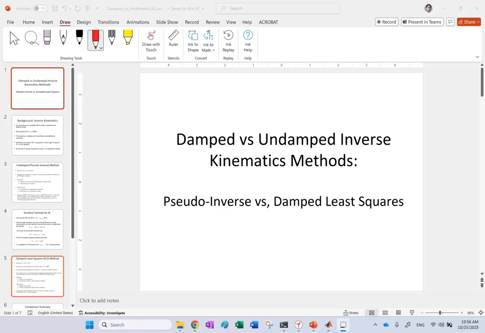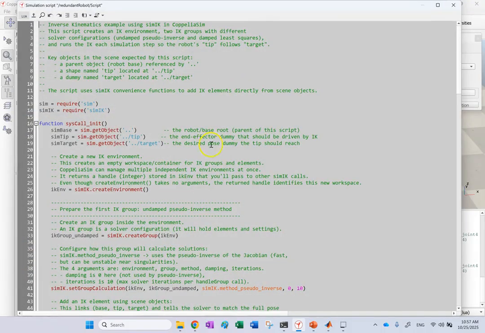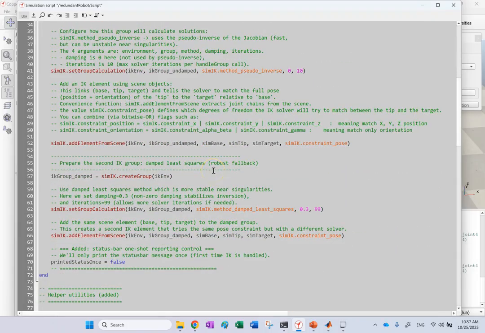Hello everyone. If you remember from my previous video where I showed you how to perform inverse kinematics in CoppeliaSim, let me show you. So that's this video here. This is this model. You remember that in this CoppeliaSim video, I used two different methods for inverse kinematics.